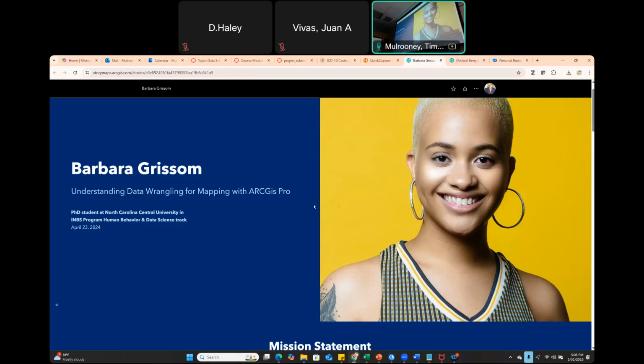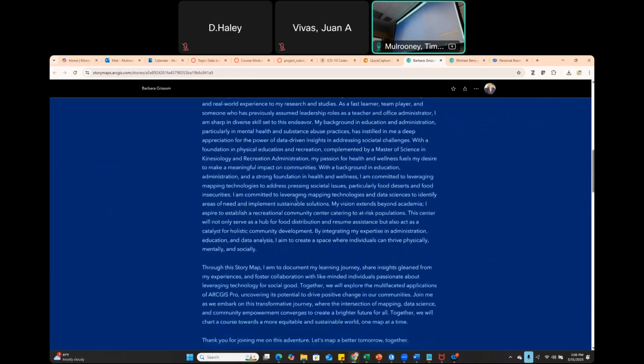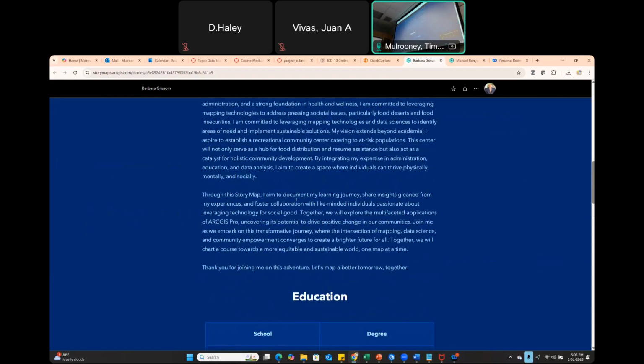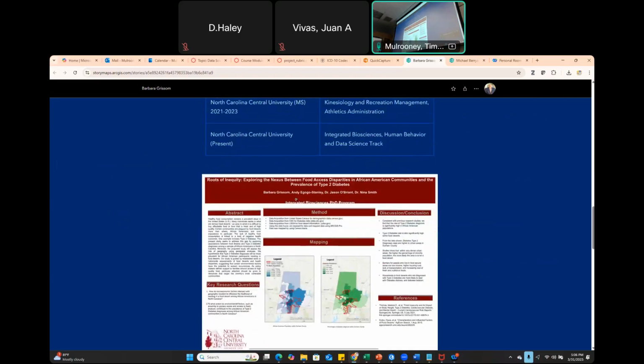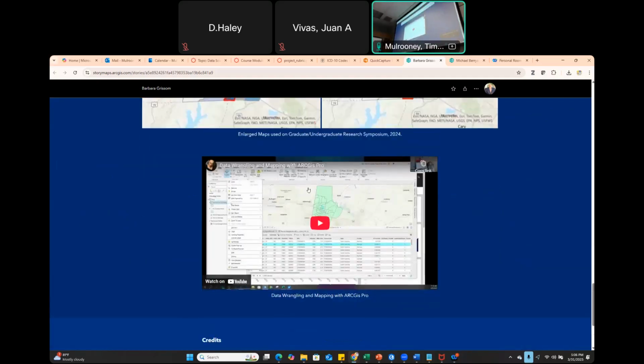And she did some data wrangling. She created a 500 to 700 word mission statement. What does she like to do for education? This is a poster that she did, some maps that she made, and then she created a video, a 10 to 12-minute video on how to go through and create these maps.